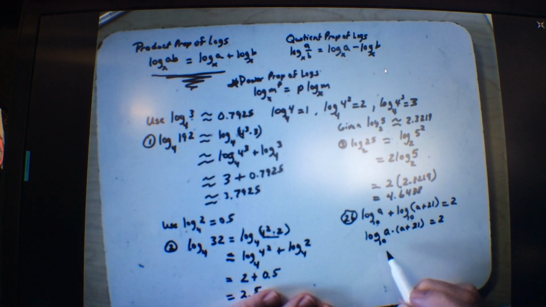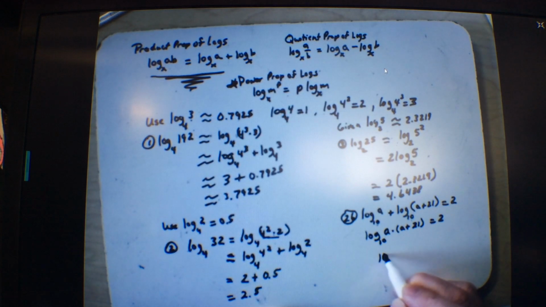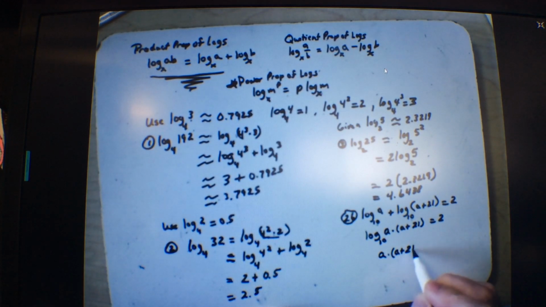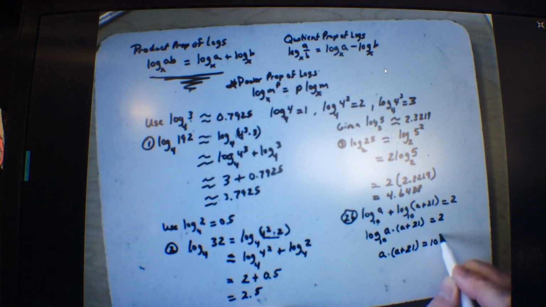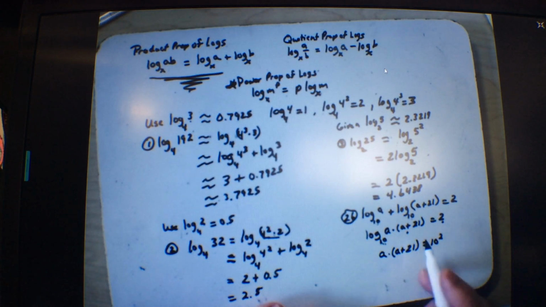Remember the first section? You can't have a log in it if it's in exponential form. My base is 10, right? So A times A plus 21, the 2 power equals 10. How about 10 to the second power? This is the base, this is the exponent, this is the answer. Base, exponent, answer. Now I just solve. We got rid of the logarithms, right, Carly?